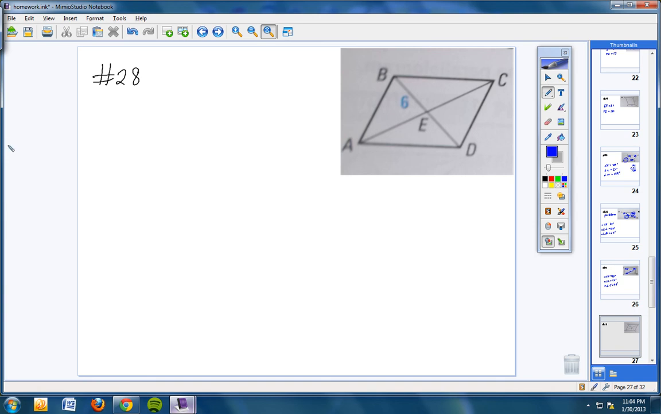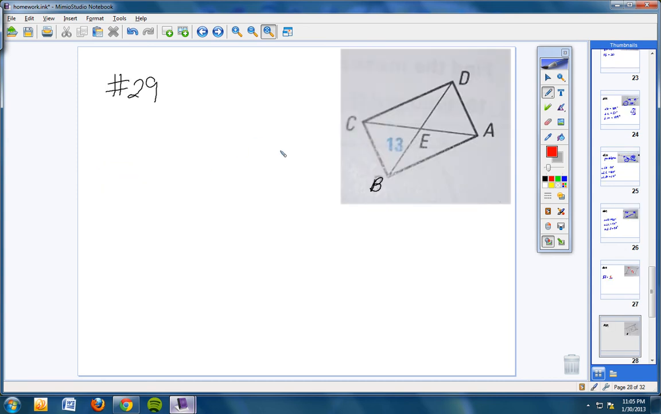Okay, on numbers 28, 29, and 30, the directions say that we have a parallelogram, and they want us to find the length of DE. So students, here we go. What is the length of DE? Well, we have a parallelogram, and look, here's a diagonal, and here's a diagonal. Remember, diagonals bisect each other, so this segment here is congruent to this segment here, and this segment here is congruent to this segment here. Please don't forget that, okay? So with that in mind, if BE is 6, then what does DE have to also be? 6. So the answer is 6.